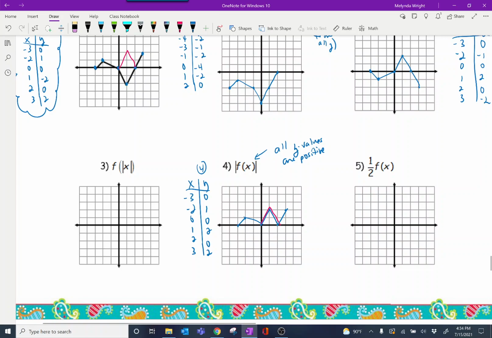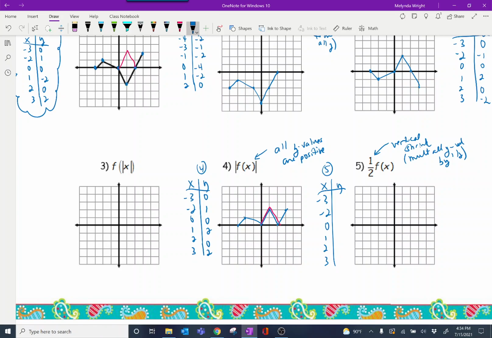Then number 5, what we have going on here, this is outside of the x, so it affects the y. This is a vertical shrink. And so what we would do is multiply all y values by 1/2. Okay, so this is number 5's. The x values stay the same, so we just copy them down: -3, -2, 0, 1, 2, and 3.